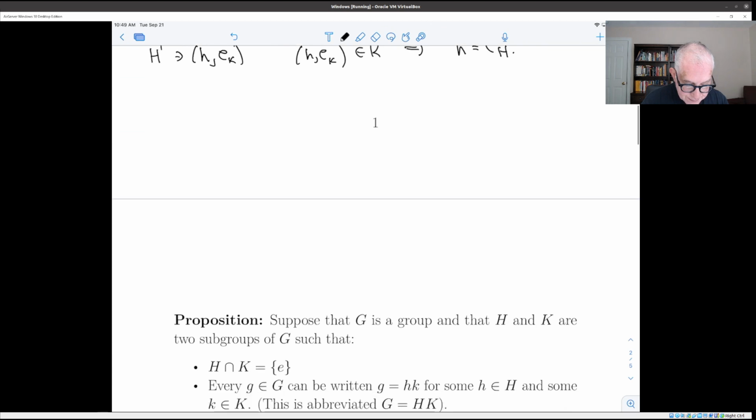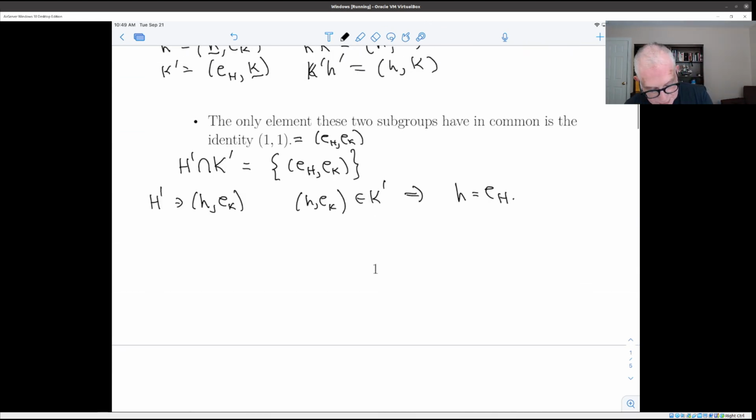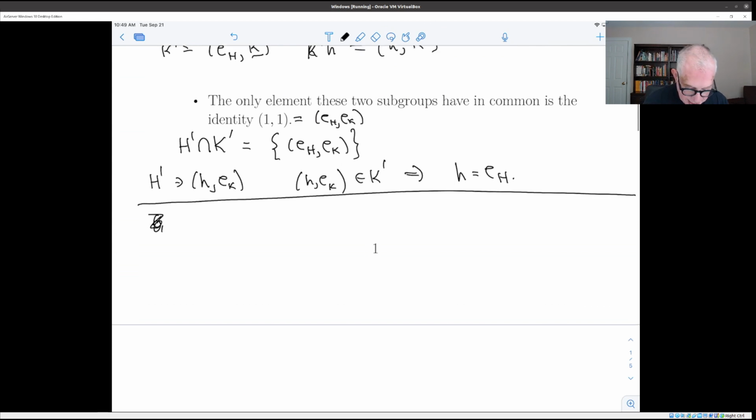So let me just give you a quick example of when this situation can occur. So let's take Z12. Well, no. We'll get to the example in a minute.